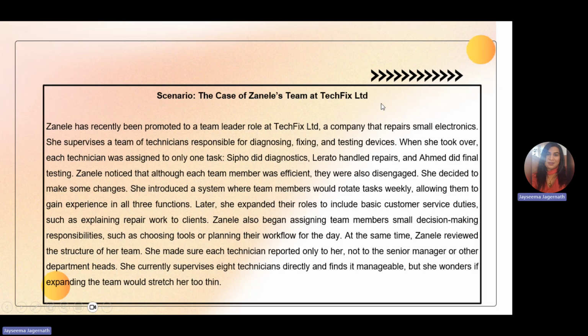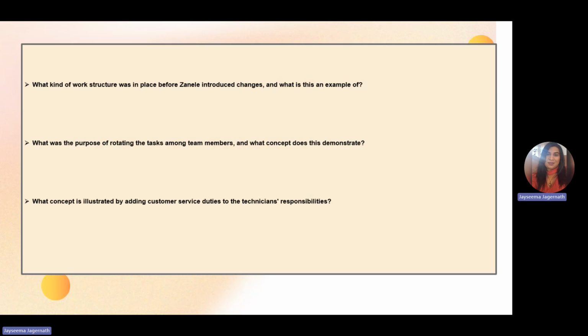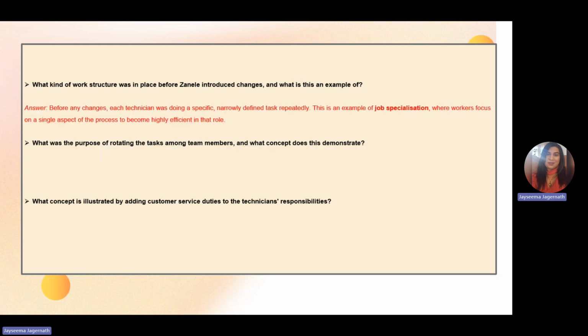So in this little scenario, there's various concepts relating to organization that can be tested. The first one says, what kind of work structure was in place before Zanele introduced changes, and what is this an example of? Before Zanele introduced the changes, each technician was doing a specific task, which was repeatedly done, and you could refer to them as specialists. And this type of organization is job specialization.